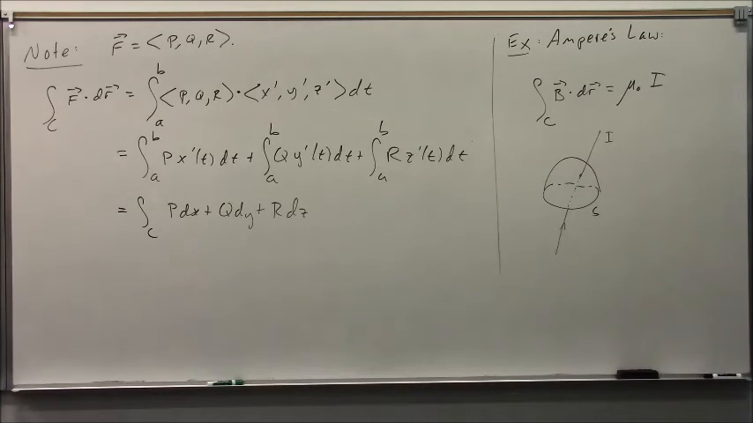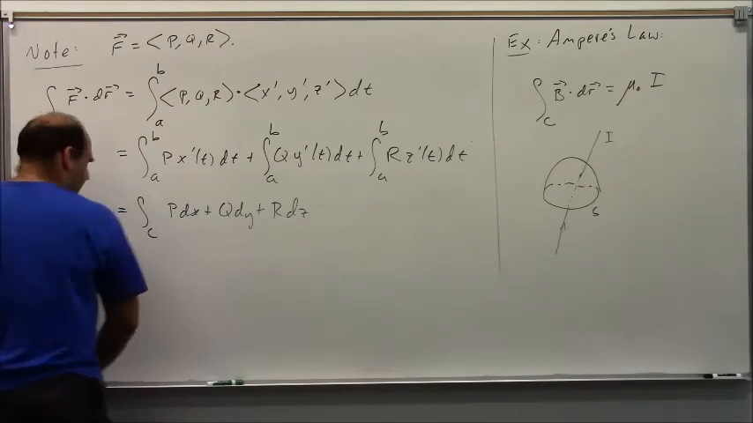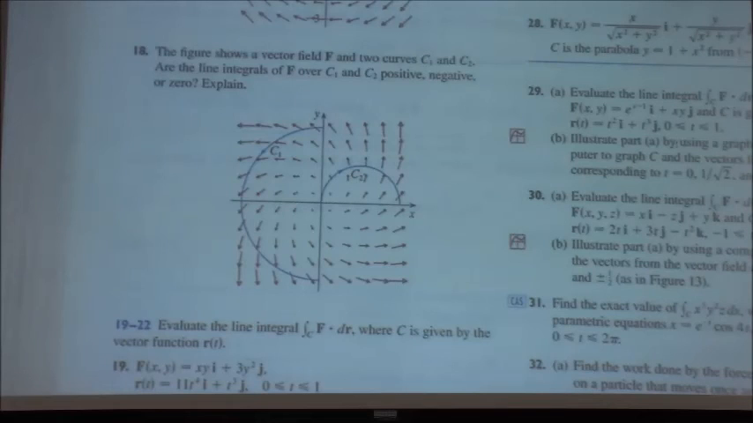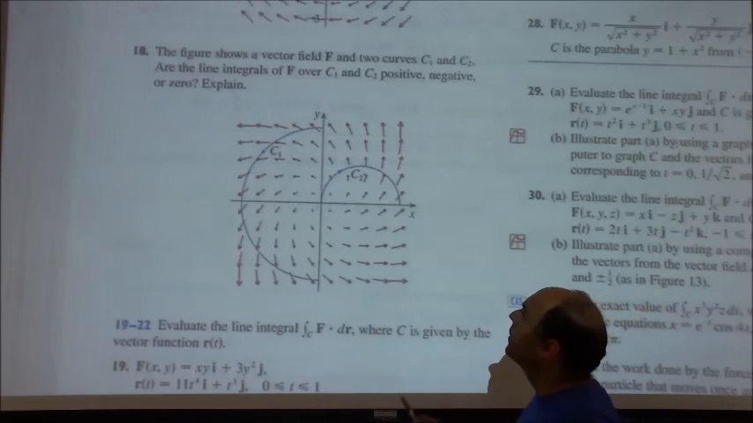Okay, so let's do one more little example here. Actually, this one's out of the book, so let's look at it. All right, problem 18 says the figure shows a vector field F and two curves C1 and C2. Are the line integrals of F over C1 and C2 positive, negative, or zero? And explain. So this is the conceptual idea behind these path integrals.